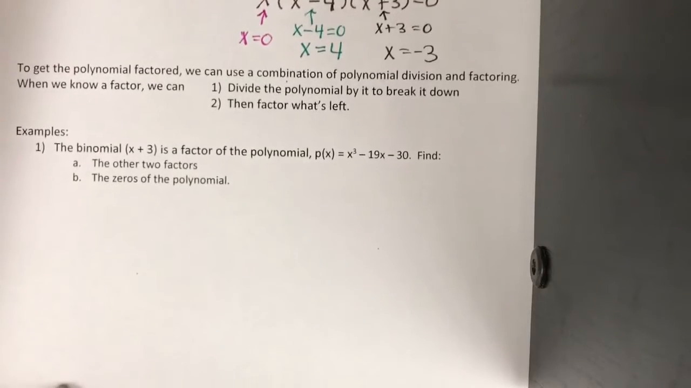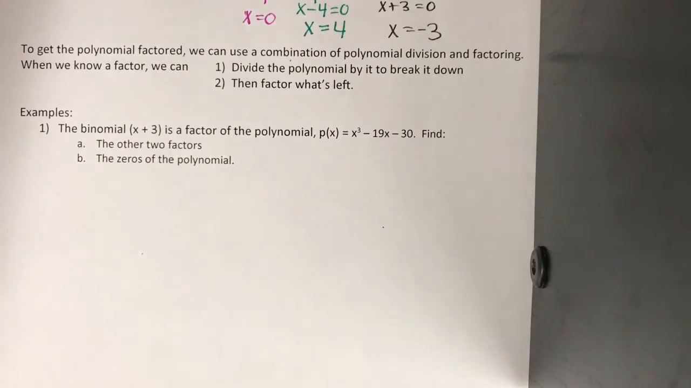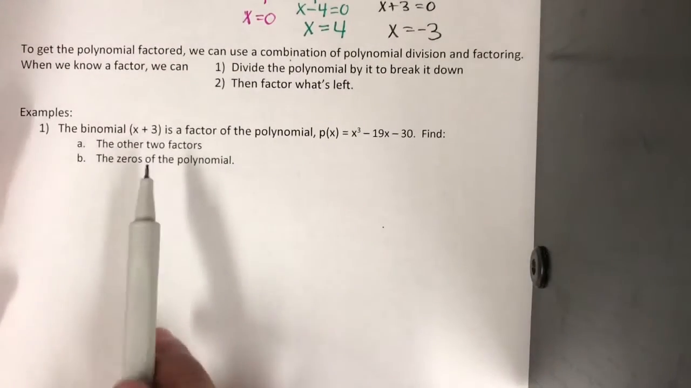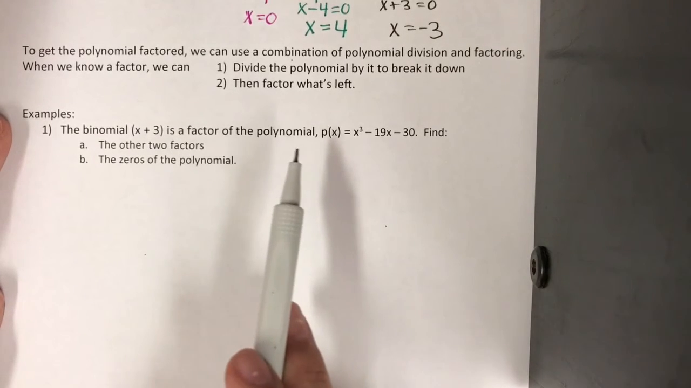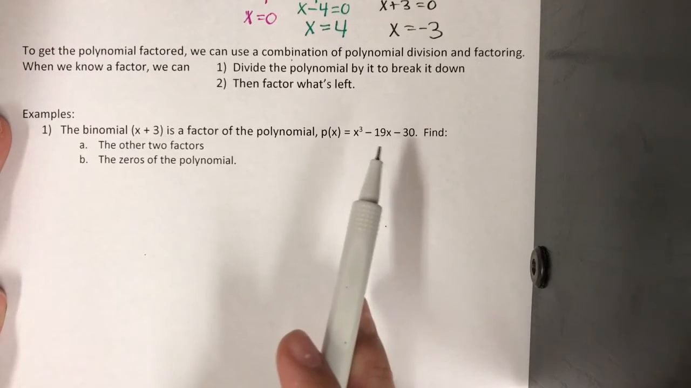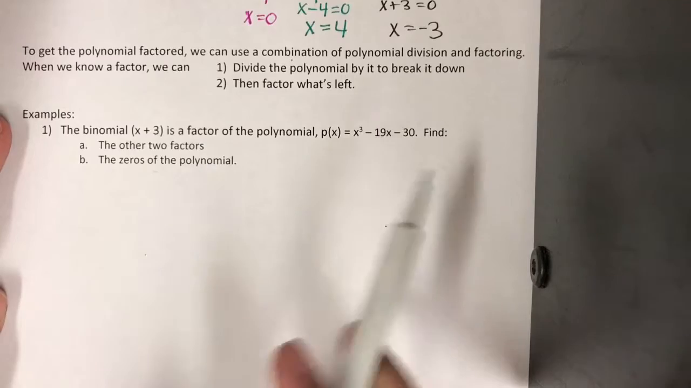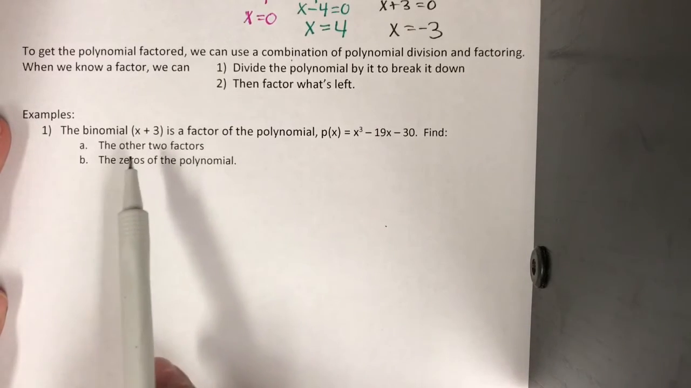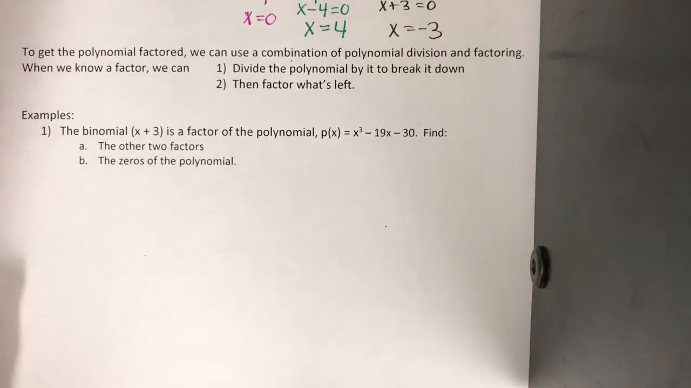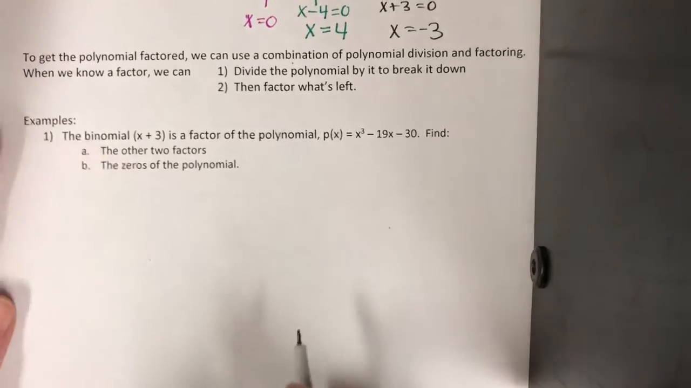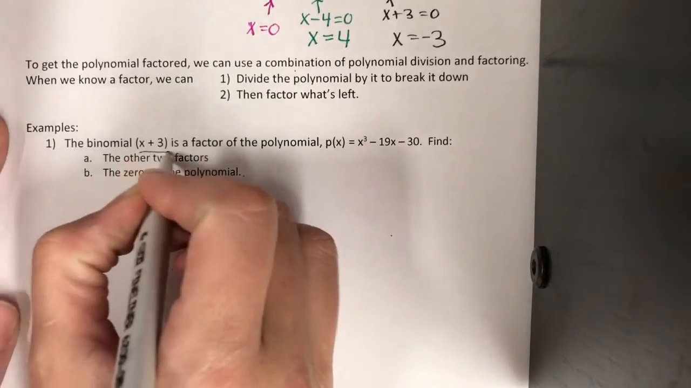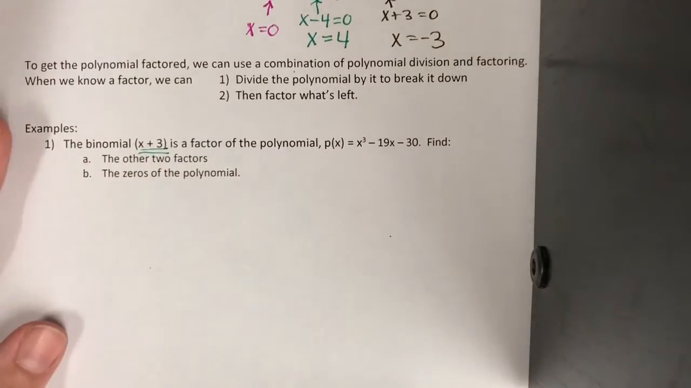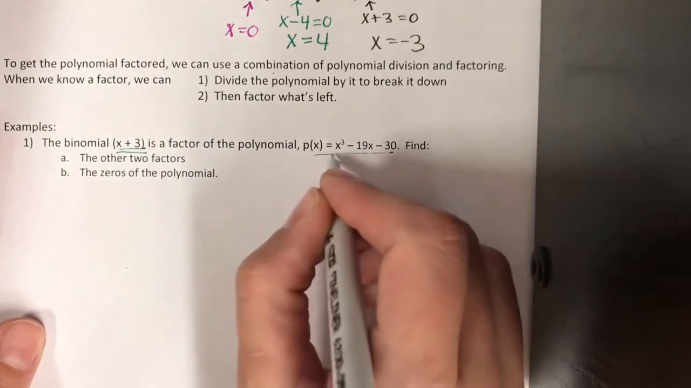So let's try the first one. So we have x plus 3 is a factor of the polynomial x cubed minus 19x minus 30. So find the other two factors and then the zeros. Once we have the factors, then we know the zeros. So let's see. We know that x plus 3 is a factor. That seems important. I'm going to underline it. And here's our polynomial.